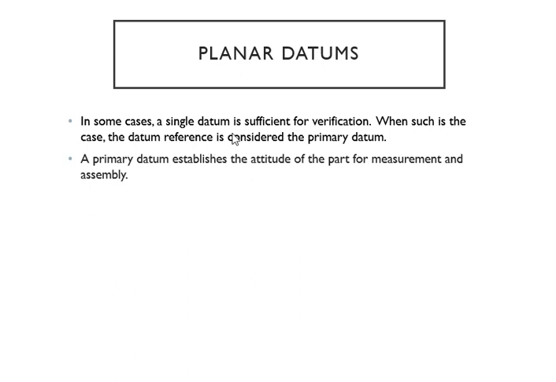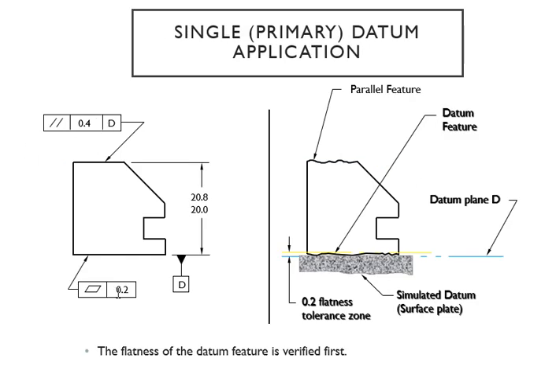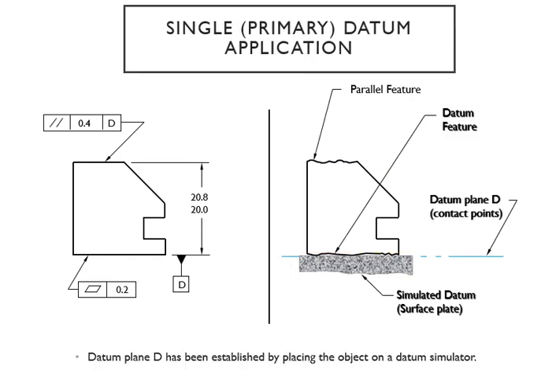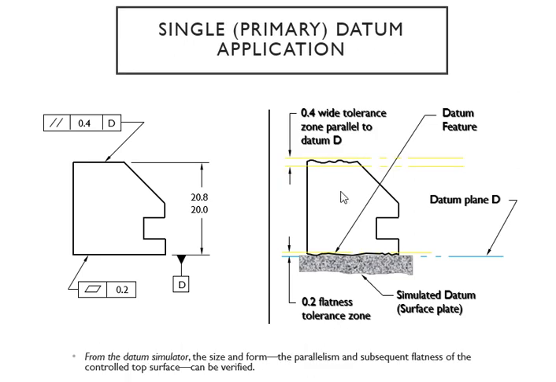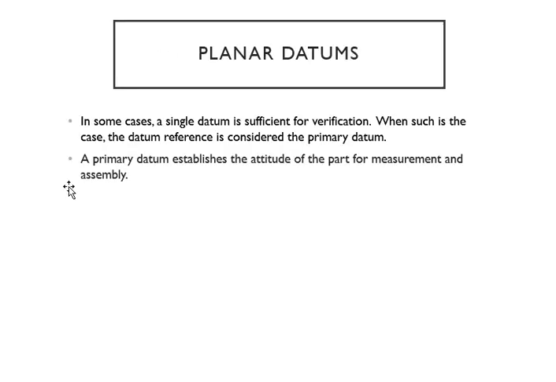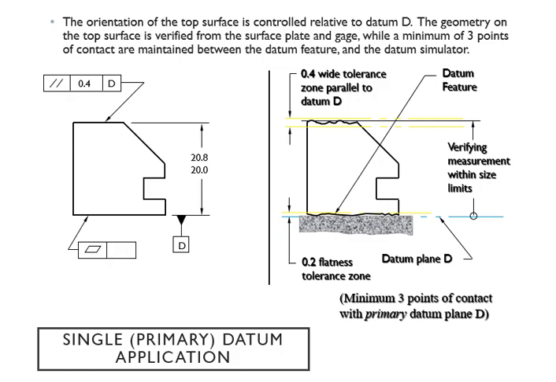So anyway, if you have a single datum, that's really sufficient for verification, because our example here has a single datum right there. But you can of course verify, go back here, two things that you need to verify: the parallel tolerance zone, and the other one is your flatness tolerance zone. That's what it's talking about, okay? And then of course your primary datum, because you have a single datum, so there's only one. The primary datum is going to give you the attitude of that part. Attitude of that part means what the part has got to be, okay, for the measurement and also the assembly.